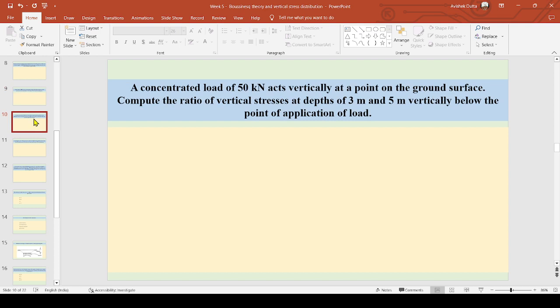A concentrated load of 50 kilonewton acts vertically at a point on the ground surface. Compute the ratio of vertical stresses at depths of 3 meter and 5 meter vertically below the point of application of load.